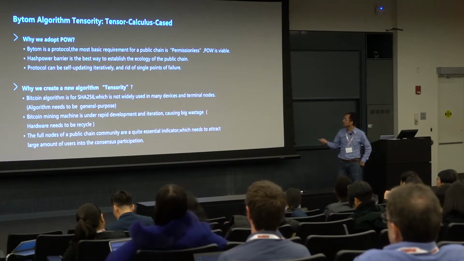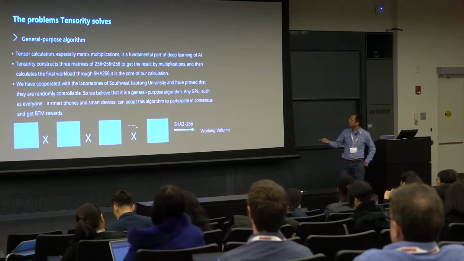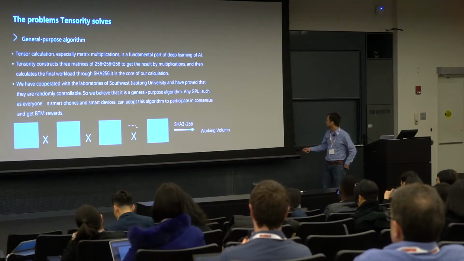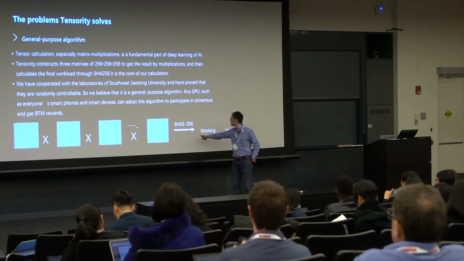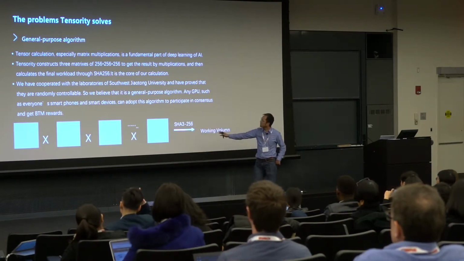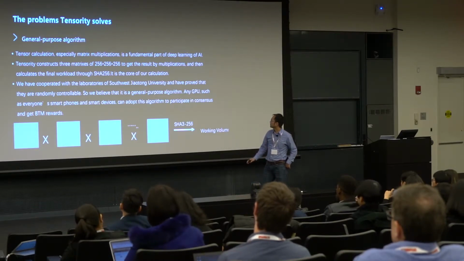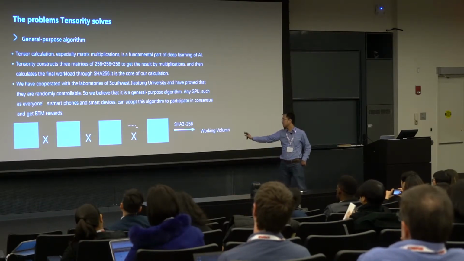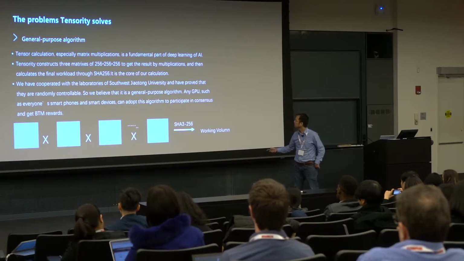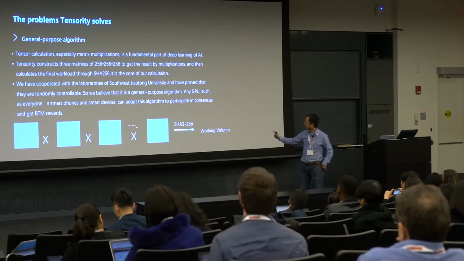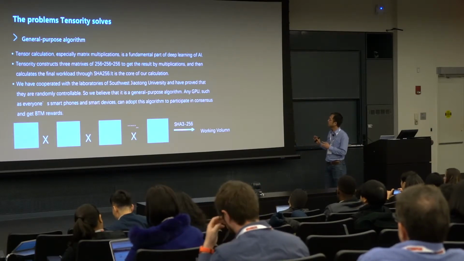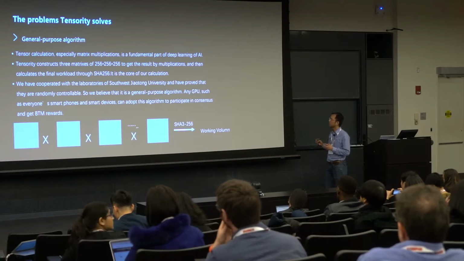So we make our Tensority algorithm. This is mainly the procedure. This part is just the traditional Bitcoin and Ethereum POW work. Before that, we add some matrix and vector calculations. Before that, we make these matrix manipulations. It's a fundamental part of deep learning in AI.